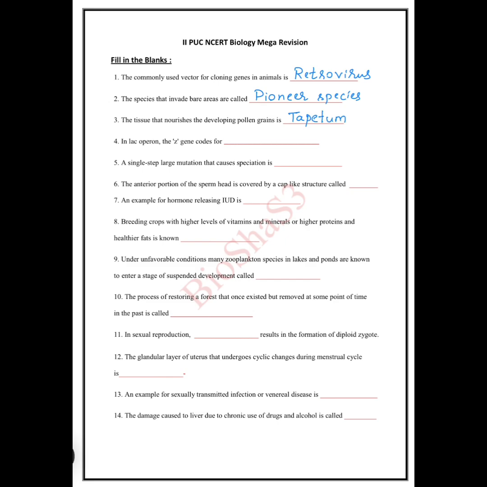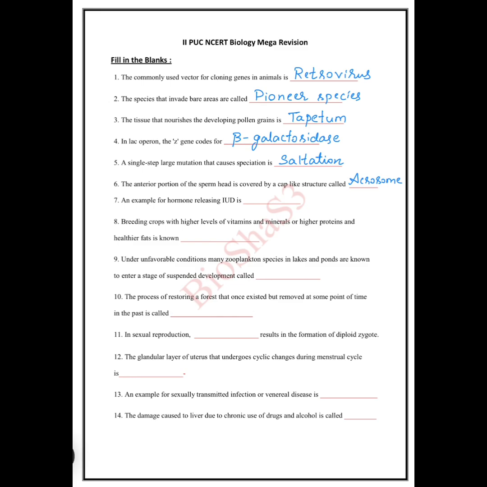In lac operon, the Z gene codes for beta galactosidase. A single step large mutation that causes speciation is saltation. The anterior portion of the sperm head is covered by a cap-like structure called acrosome.